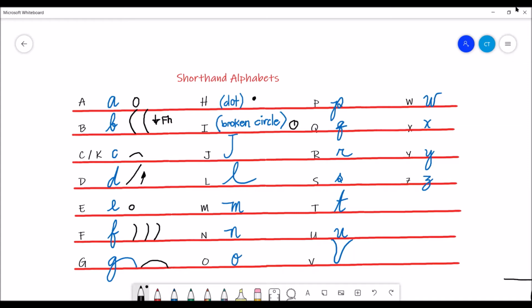Then letter J, we have this big or capital letter J. Letter J in shorthand is a downward stroke, a downward straight line. Okay, a downward straight line, and it is written full height.